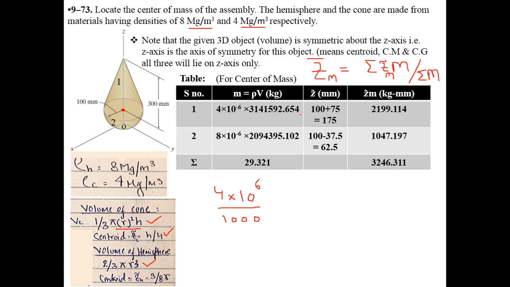And here we have the volume in millimeter cube. So we have to divide this volume, which is in millimeter, by 3 times by 1000 to convert it into meter cube. So kilogram per meter cube, and meter cube is going to cancel out. So this is 3 times.